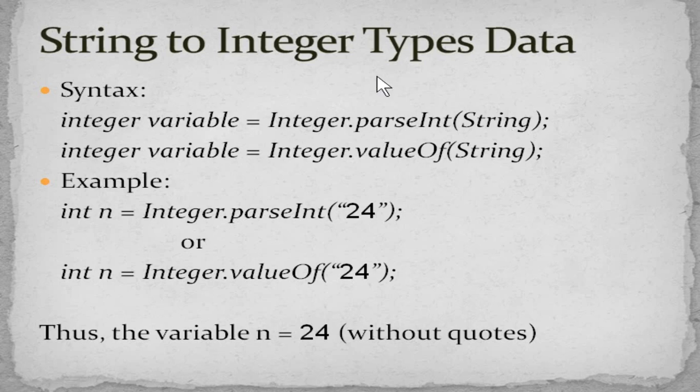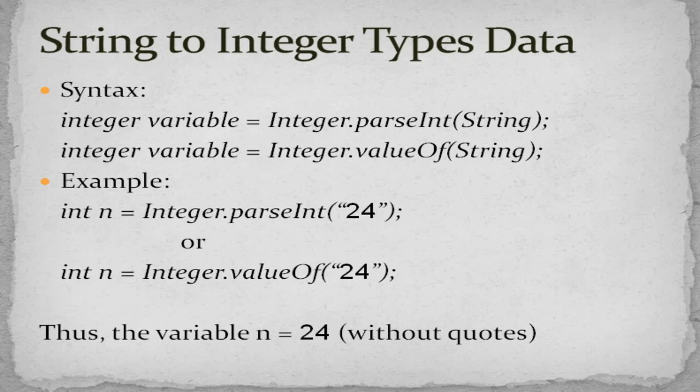The same way you can also use the valueOf function, which does the same thing and converts a string into an integer type. Now we can see an example: int n = Integer.parseInt, and within double quotes you can see a value, that is 24. It is a number given within double quotes, so it is not considered a number, it is considered a string.